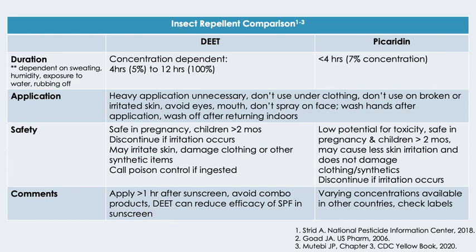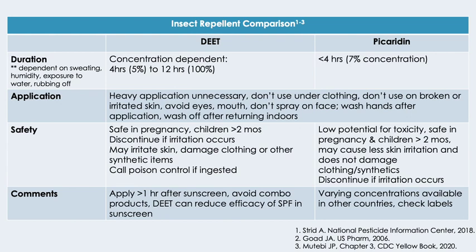As people are trying to navigate options for insect repellents, there are two primary active ingredients out there that are recommended, and those are DEET or picaridin. There are some differences between the two. One of the first things is their duration of efficacy. So DEET, on one hand, has concentration-dependent duration of action, anywhere between 4 hours with the 5% concentration up to 12 hours with 100%. So it's not really that 100% DEET is more effective at keeping bugs away. It's just that it lasts longer.